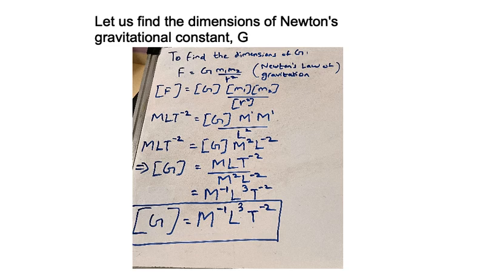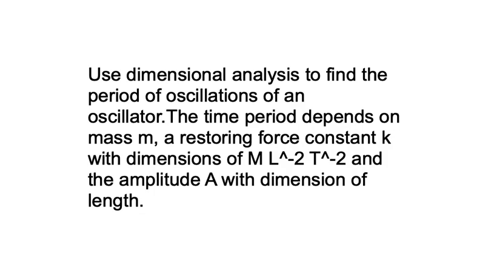Let's look at another example. What we are trying to find here is that we are going to use dimensional analysis to find the period of oscillations of an oscillator. So what we are given is that the time period of an oscillator depends on its mass m, a restoring force constant k, which has the dimensions of M, L to the power minus 2 and T to the power minus 2, and the amplitude a with which the oscillations are basically undergoing. So this amplitude a has the dimension of length.